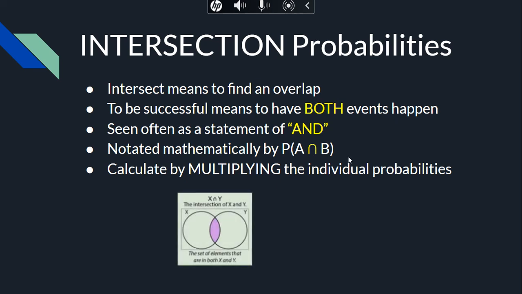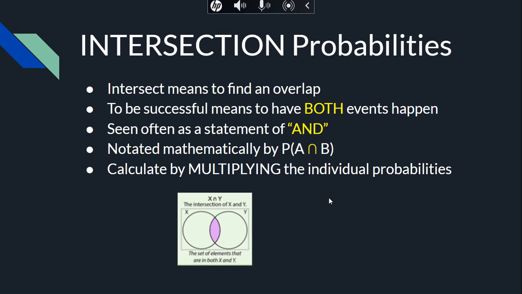And then using our set picture, they have to both happen. So it has to occur in X and in Y in order to be true. If it's just X but not Y, it's not a winner. If it's just Y but not X, it's not a winner. If it's both in this little overlap or intersection, it is a winner.